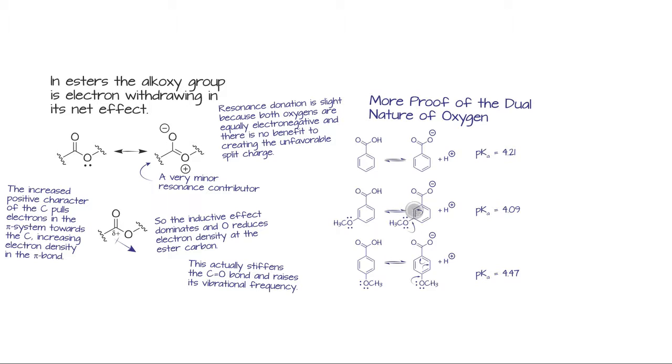In the meta position, it cannot donate by resonance up to that oxygen there. It can't add any electron density to where my reaction center is, but it can withdraw inductively from the phenyl ring, and if there's less electrons in the phenyl ring, then obviously this will feel that lower electron density. It's easier to make a base out of this. Basically, this is a stronger acid would be the better word to put it. It gives up its proton more easily because we can make that negative charge. That negative charge is being stabilized by the electron withdrawing effect from induction, and that is not being swamped by any kind of resonance donation.